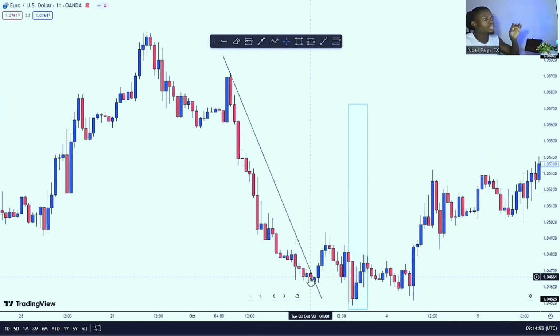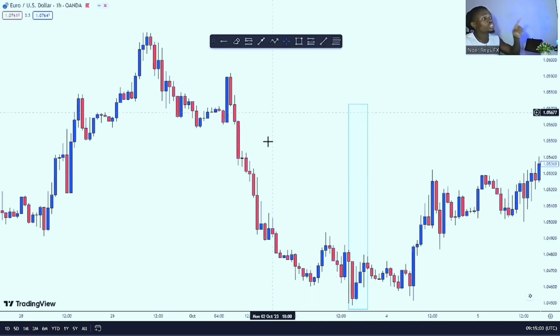Find the trend first. Know the direction so that you can know where the market will be breaking from. So that's for the bullish. Sorry, that's for the bearish.